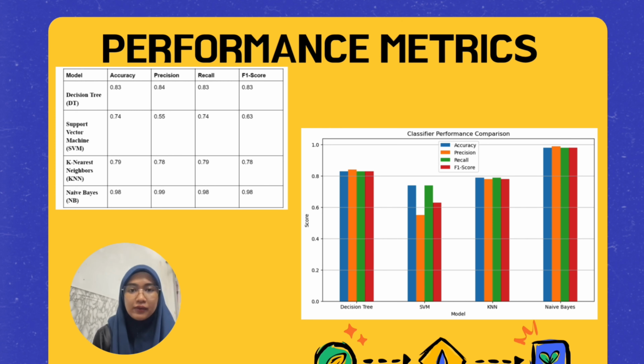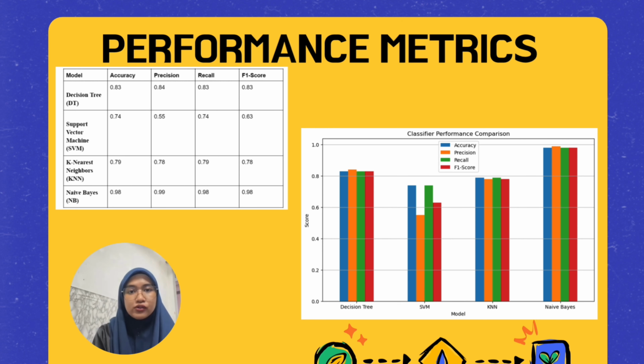The chart compares the performance of four classifiers, decision tree, support vector machine, k-nearest neighbors, and naive Bayes using four metrics, which are accuracy, precision, recall, and F1 score. Naive Bayes is the best performer with scores close to 1.0 across all metrics, indicating it handles the data set exceptionally well. The decision tree classifier also performs well, with all metrics close to 0.9, suggesting high reliability. KNN follows closely with scores around 0.8, indicating good performance but slightly lower than decision tree.